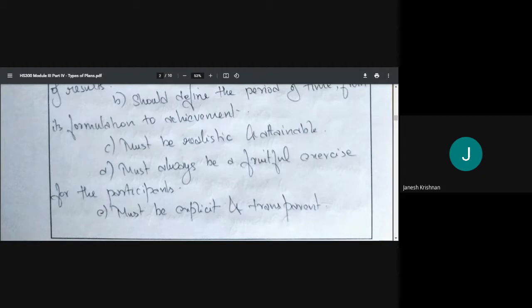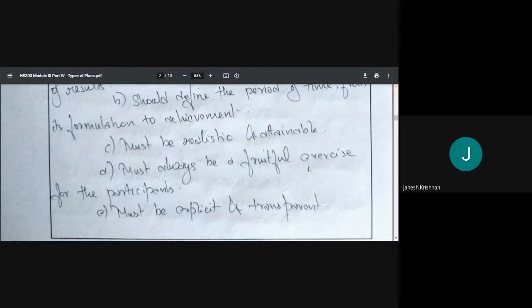So it should be realistic and attainable. Then it must always be a fruitful exercise for the participants. So who and all are participating, everyone should be benefited from that. Participants might be the employees, the customers, the owner, the shareholders, or the people. Everyone should benefit from that.